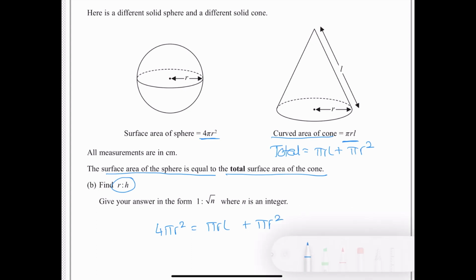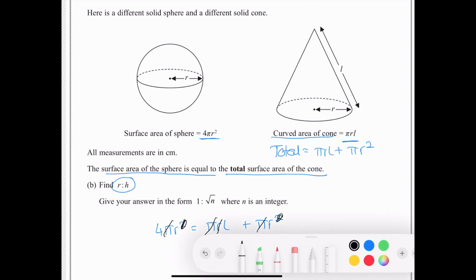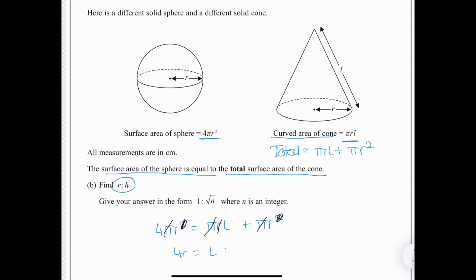Okay, again, I've got a few things which are existing in every single thing. So I've got pi in every single term. Let's cancel it. I've got an r in every single term. So 1 there, cancel that one, cancel that one. What am I left with? I've got 4r equals L plus R. Right, I've got an L here. I don't want that L, do I? I want to get rid of it.